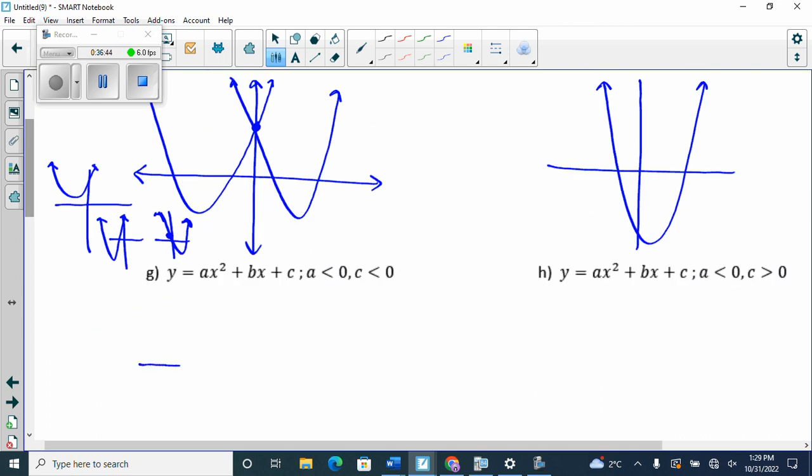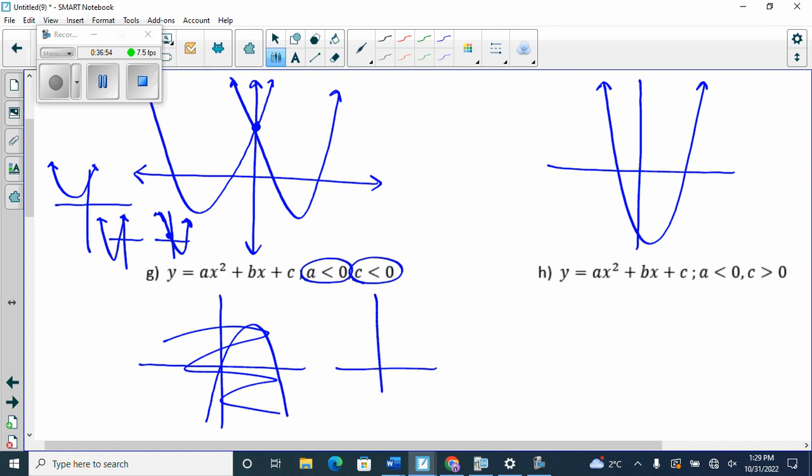This one, negative y-intercept, down on both arms. Ooh, that is not a negative y-intercept. Check that. And this one needs a positive y-intercept, down on both arms.